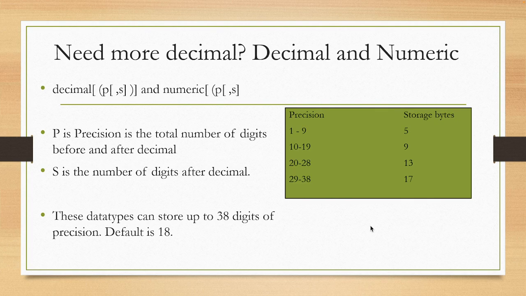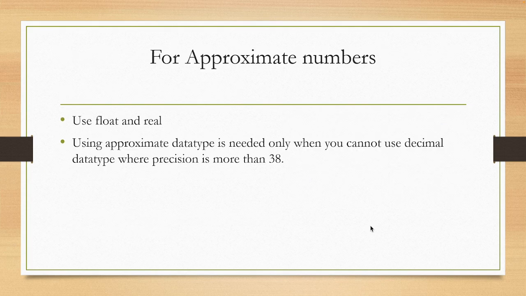Based on the precision, it dynamically determines the storage bytes. If you're using a precision of 1 to 9, it takes up 5 storage bytes, and it can go all the way up to a precision of 29 to 38, which takes up 17 storage bytes.